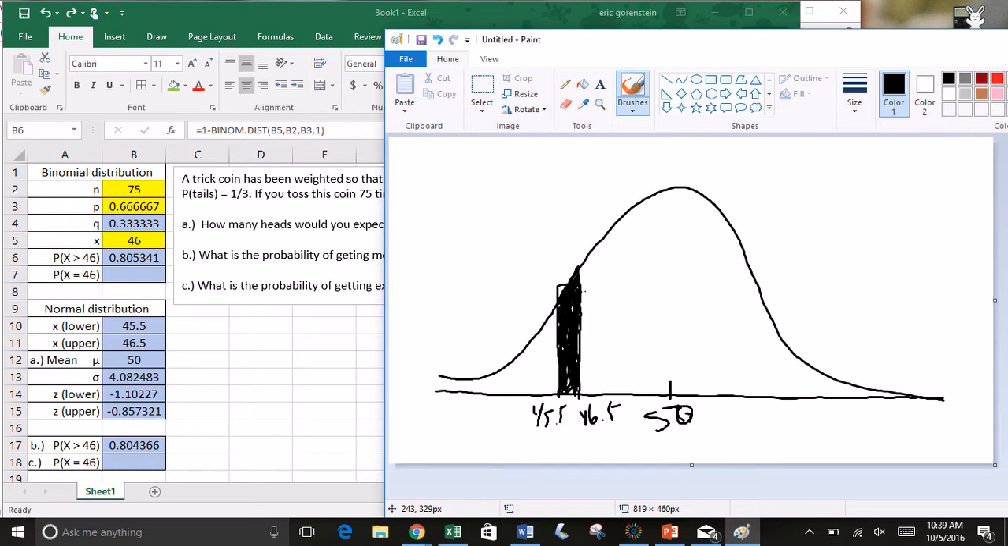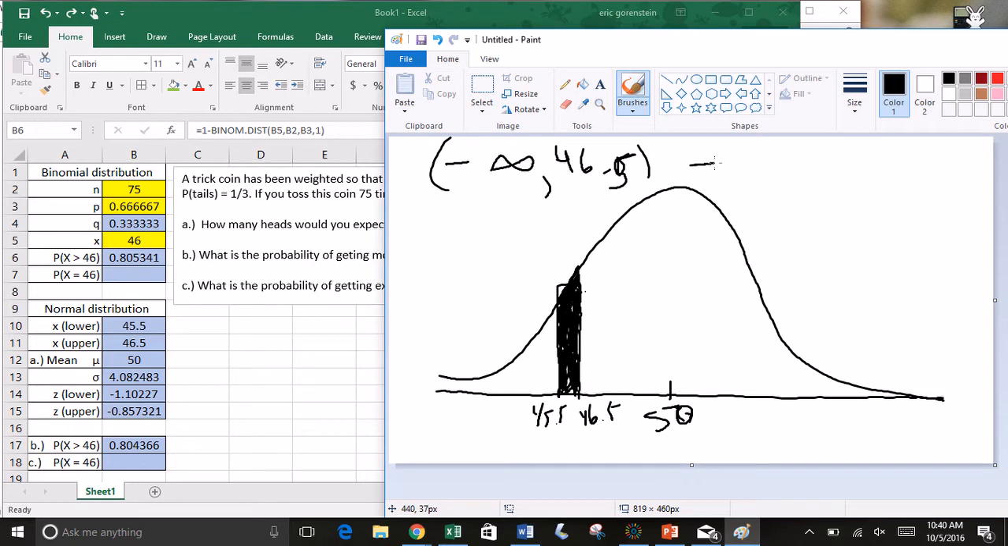So the way we do this with Excel is Excel can only calculate negative infinity up to a number. So we'll do the area from negative infinity up to 46.5.